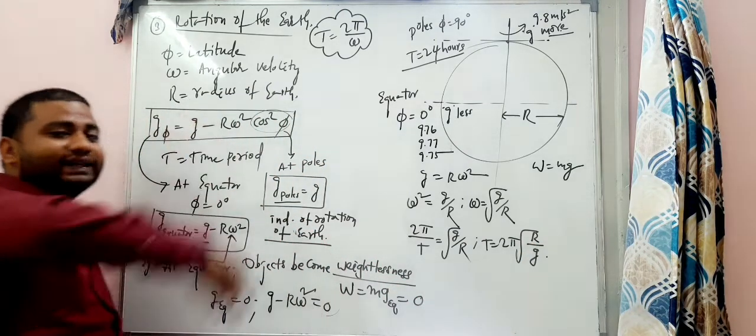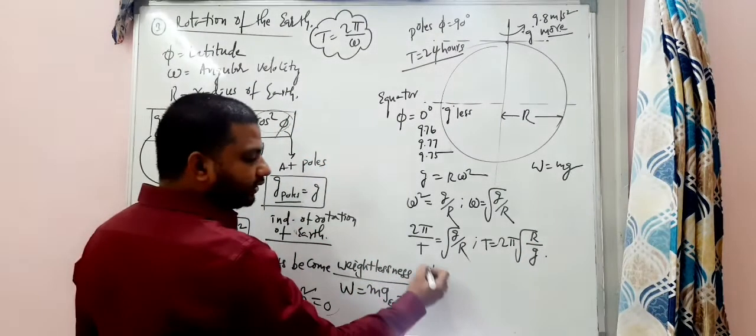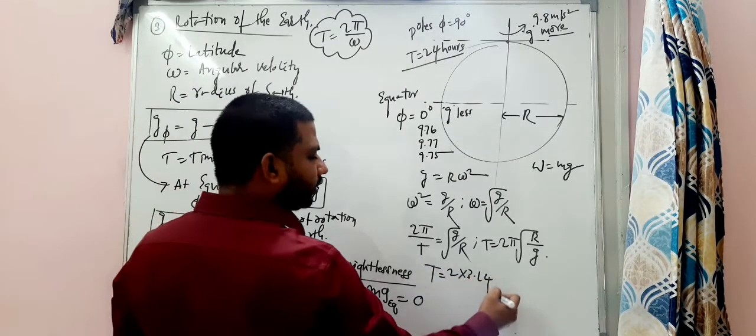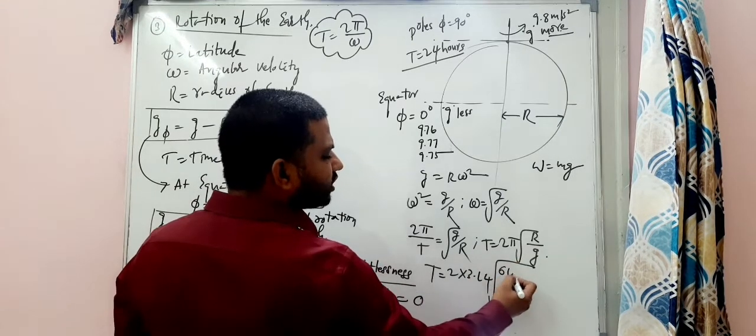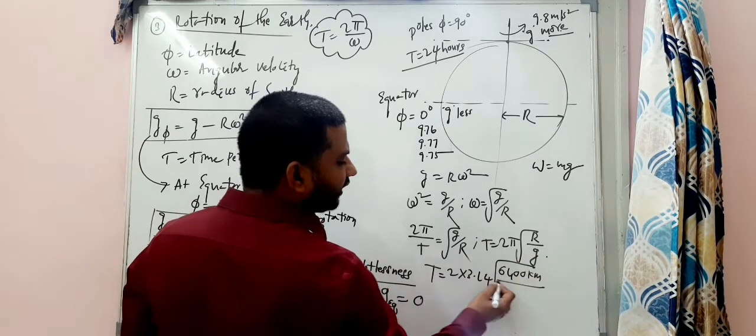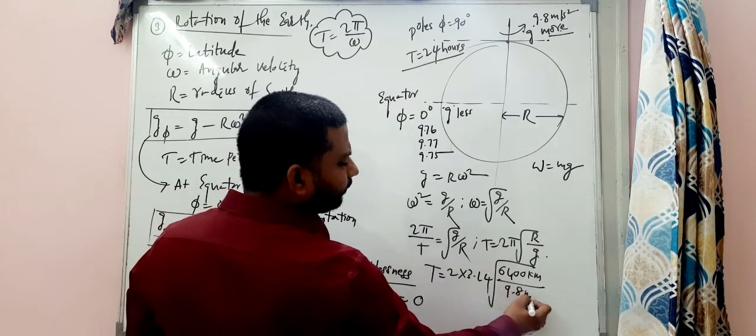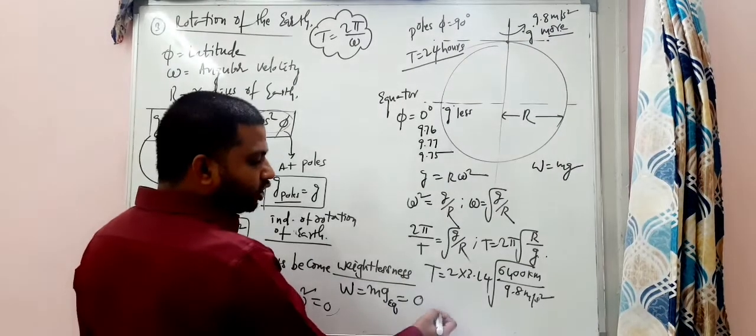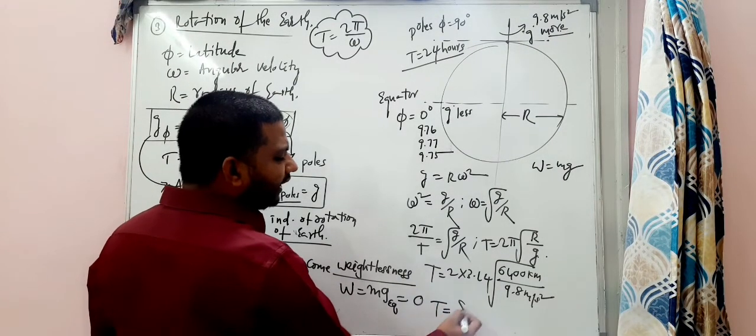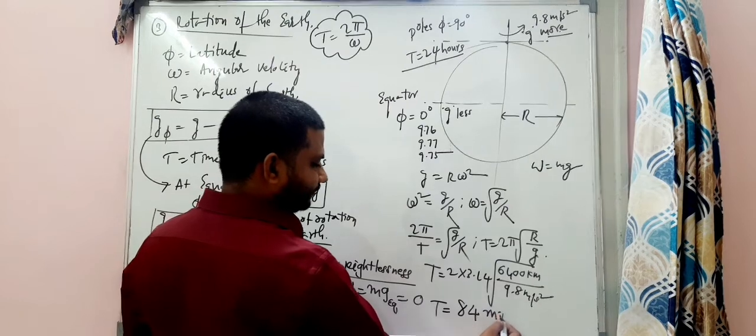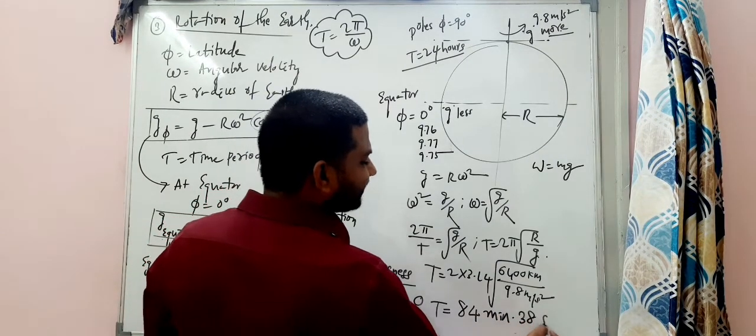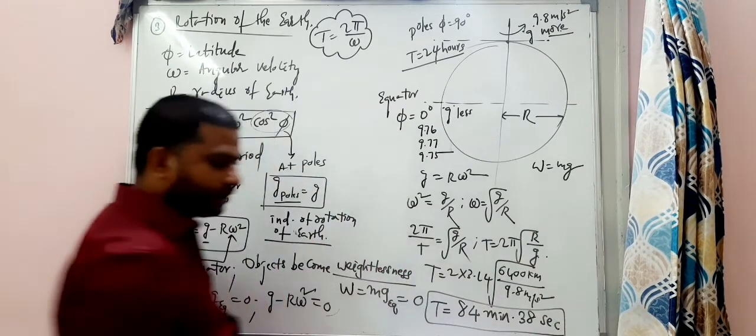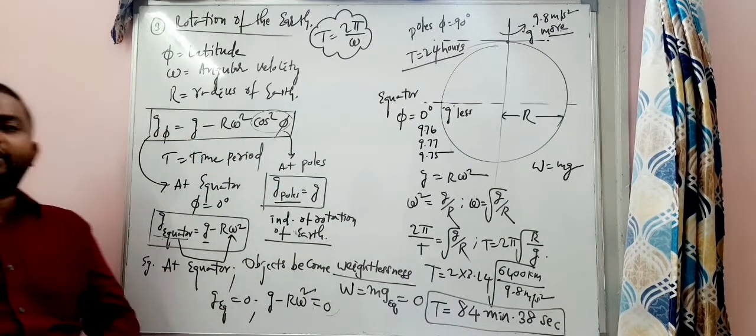Time period of the earth. For example, this time period is 2 into 3.14 into root of R, which is 6400 kilometers, divided by g, which is 9.8 meter per second square. Look carefully, everybody. If you solve like this, you get this time period as 84 minutes 38 seconds. Right, 84 minutes 38 seconds.